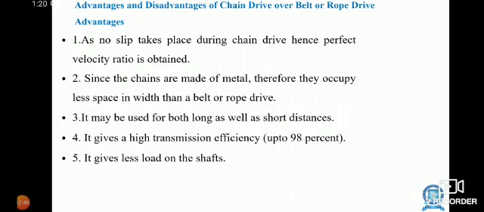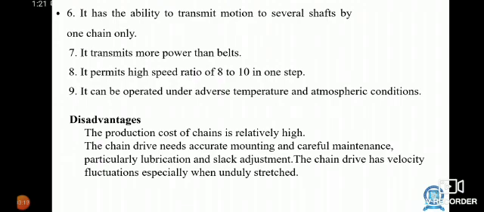These are the parameters. Advantages and disadvantages of chain drive over belt and rope drives. Advantages: As no slip takes place during chain drive, a perfect velocity ratio is obtained. Since the chains are made of metal, they occupy less space in width than belt or rope drives. It may be used for both long as well as short distances. It gives high transmission efficiency up to 98%. It gives less load on the shaft. It has the ability to transmit motion to several shafts by one chain only.